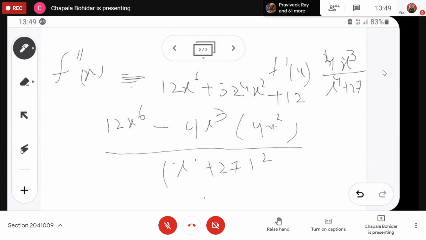Is it visible or not? Yes, ma'am. So I think this is correct. You are getting f dash x equal to 4x cube by x to the power 4 plus 27, isn't it? So when we differentiate, the derivative of 4x cube is 12, sorry, what I have written here... something is wrong. It is, ma'am, 12x square, yes. f double dash x equals 4x square into 81 minus x4 by x4 plus 27 whole square.